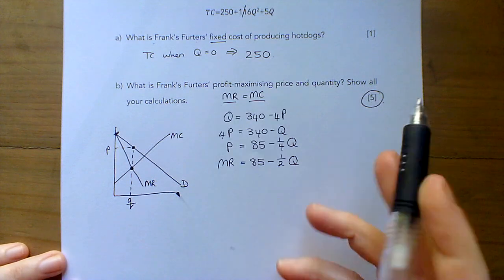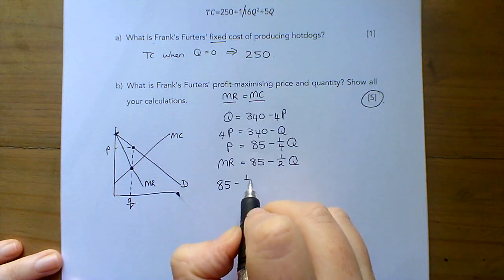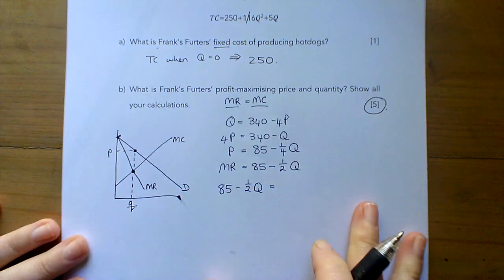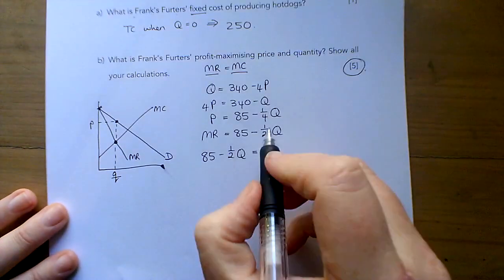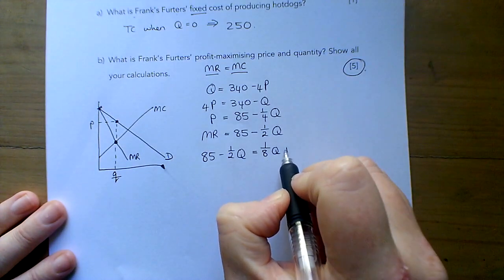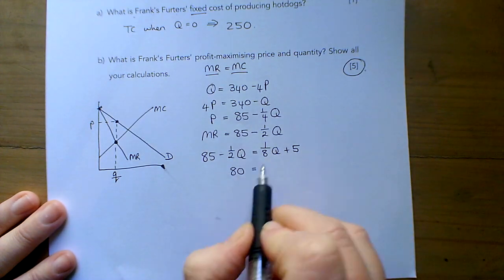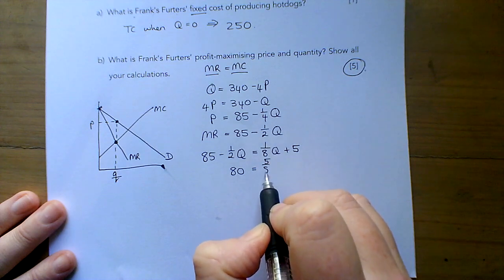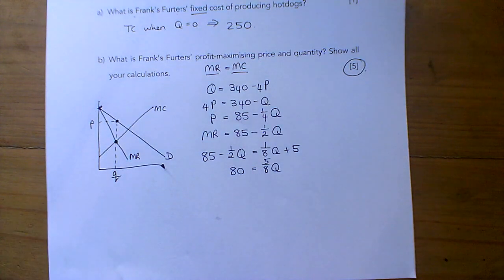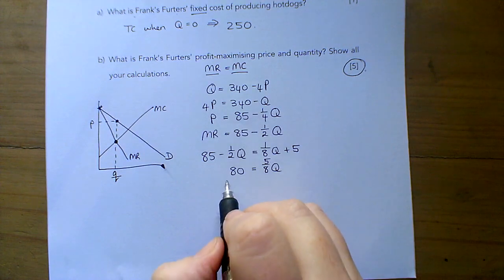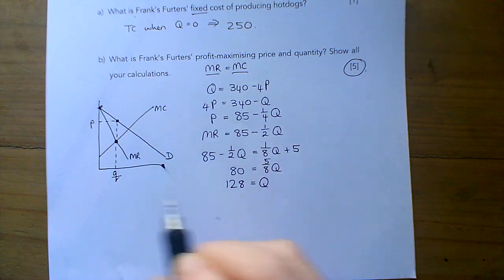So if I set MR equals MC, I get 85 minus a half Q is equal to 1/8Q plus 5. I take the 5 to this side and I get 80. I take the half to this side and I get 5/8Q. And so that's going to give me a quantity of 80 times 8 divided by 5, of 128. So this quantity is 128.